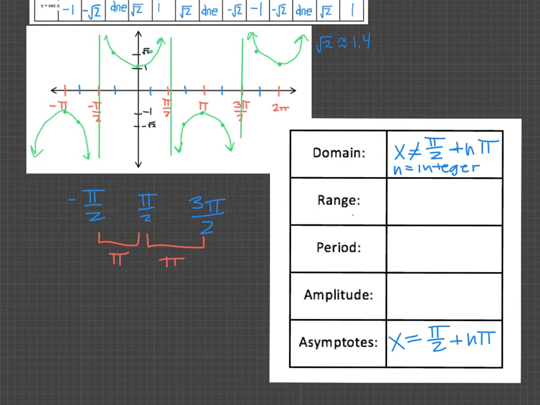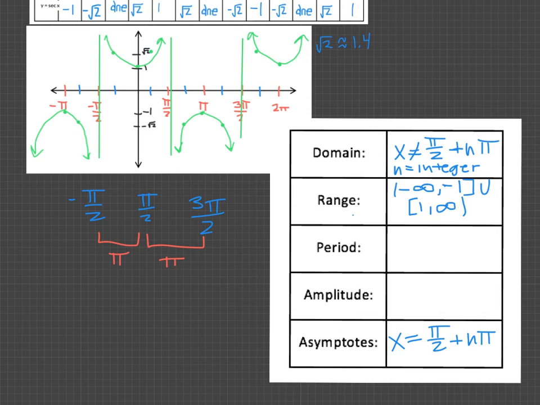Let's look at the range. Well, the range is all values of y, excluding the values in between negative 1 and 1. So we go from negative infinity up to and including negative 1, union with positive 1 to positive infinity.